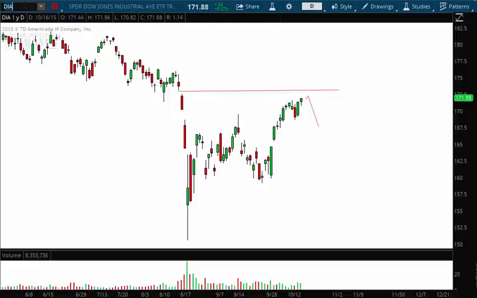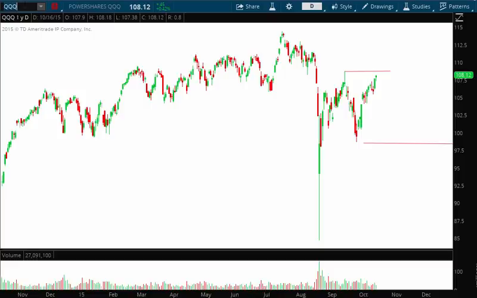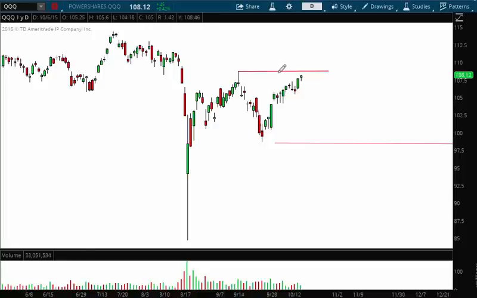Now looking at the Qs, QQQ, that's the Nasdaq market, also known as the PowerShares. My line is in place from where I drew resistance last week. You can go back and check the video to verify if you like, but that's the line that I drew from that high. We're moving right up to that resistance point, so I think we'll pull back from that next week as well.